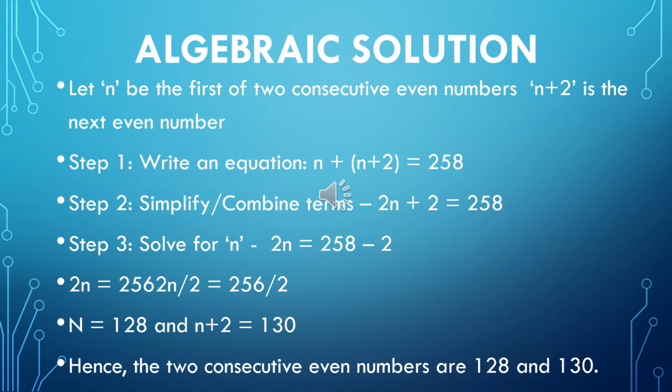So we have 2n is equal to 258 minus 2. We transpose 2 in order to isolate the n at the left side of the equation. Simplifying, 2n is equal to 256, and dividing both sides by 2, we get n is equal to 128. 128 is the first of the two even numbers, and the other would be to add plus 2, so we get 130 for the second. Hence, the two consecutive even numbers are 128 and 130.